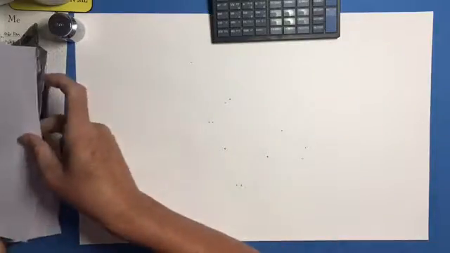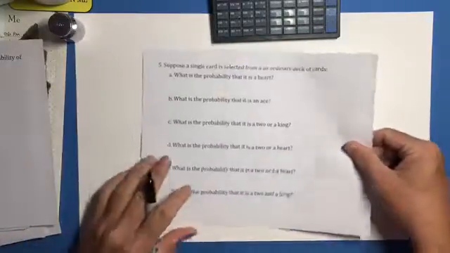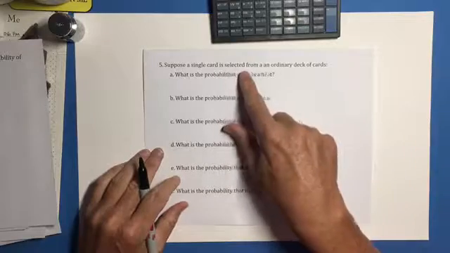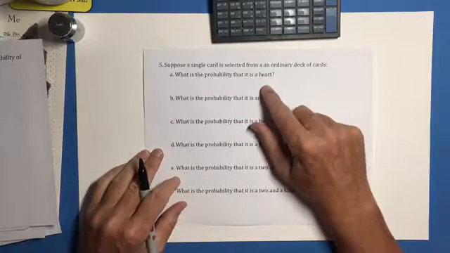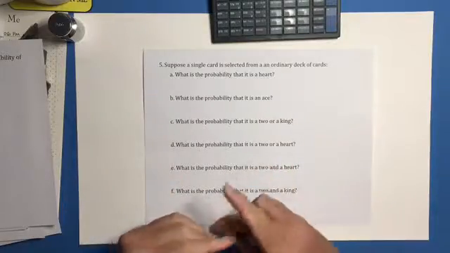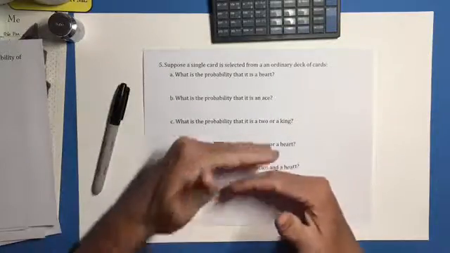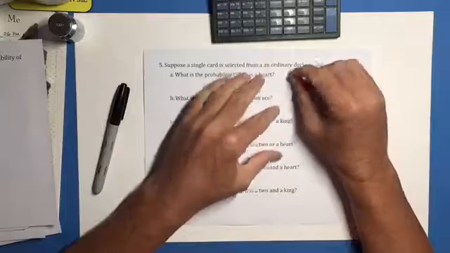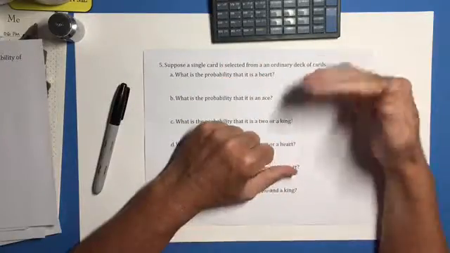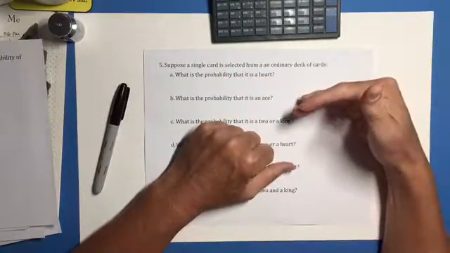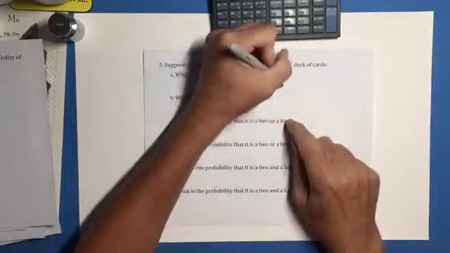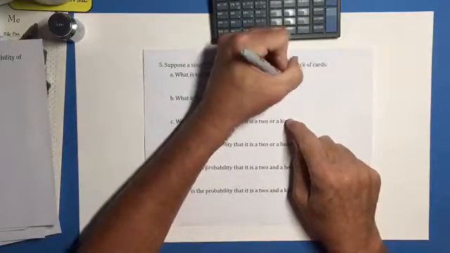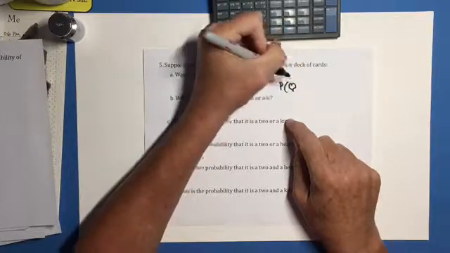All right, probability. Suppose a single card is selected from an ordinary deck of cards. What is the probability that it's whatever? Now, probabilities are just the consideration of the number of ways a specific event can happen divided by the number of ways all the events can happen. So the probability that it is a heart.